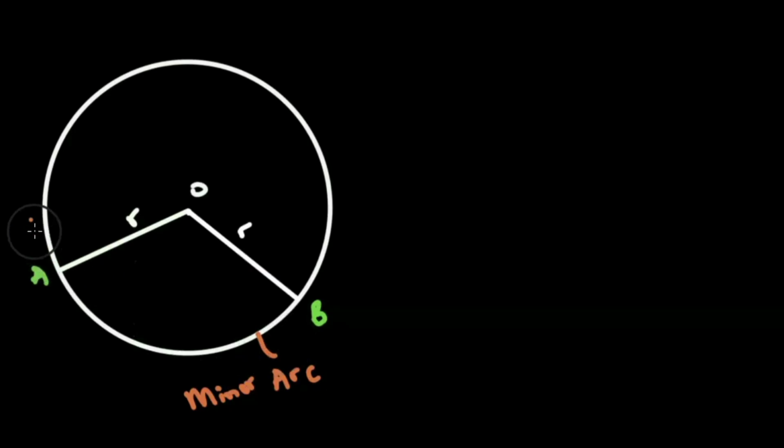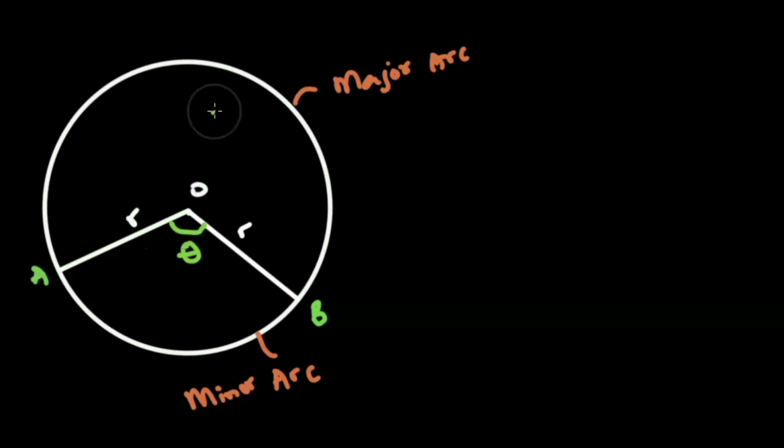Likewise, at the upper part, there is a bigger arc. It still goes from A to B. This arc is called the major arc. The minor arc subtends an angle, let's just call it theta, to the center.